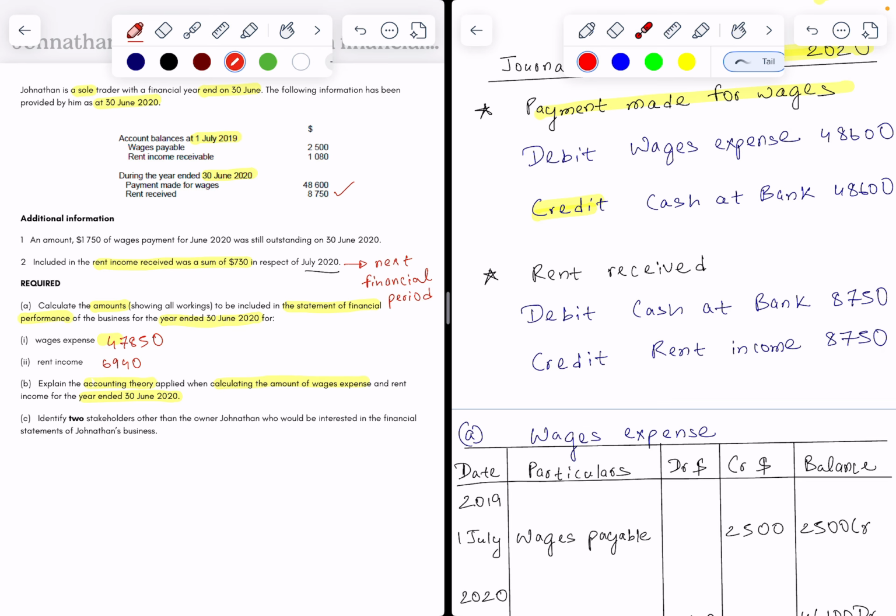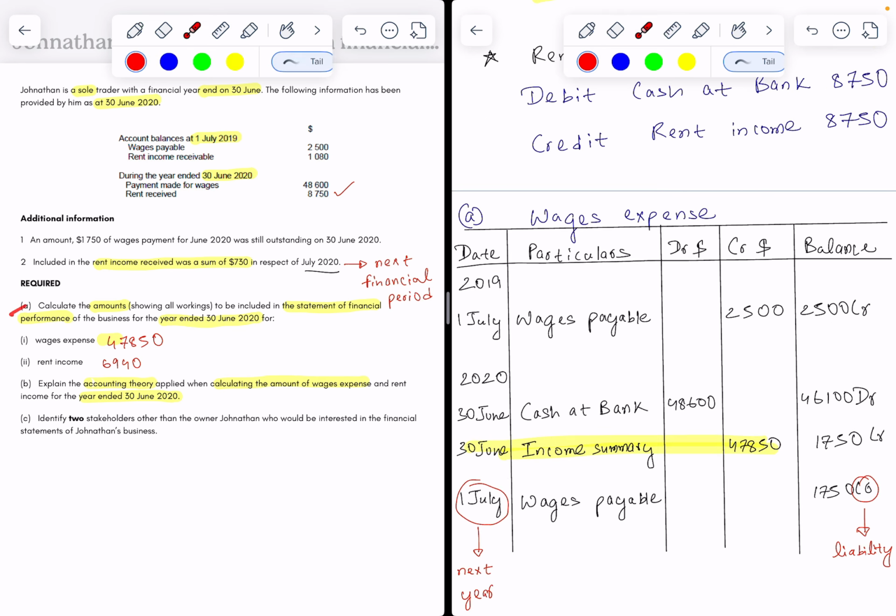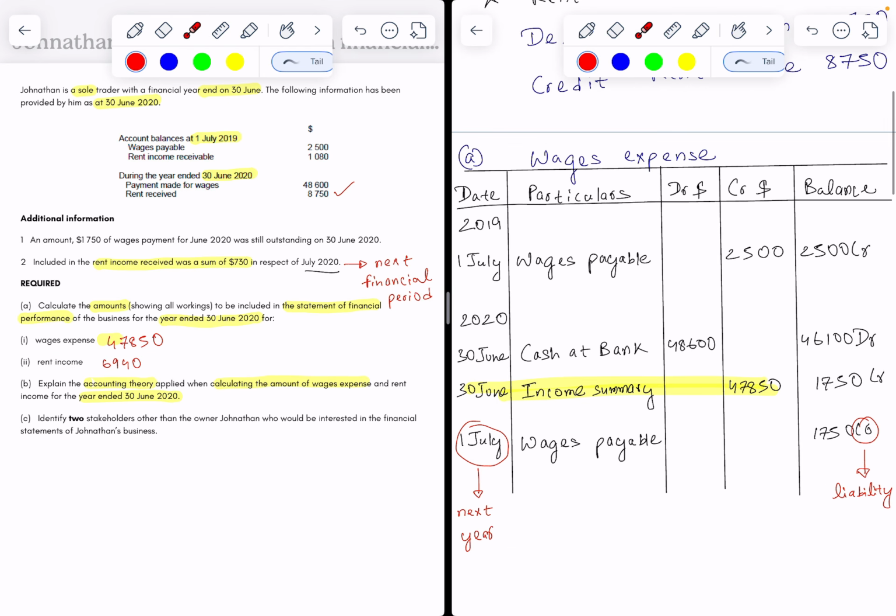Now the requirement in part A is to calculate the amounts for wages expense and rent income, which we will show in the statement of financial performance, also known as the income statement, for the year ended 30 June 2020. And we are going to achieve this by preparing a ledger account. So let's start with wages expense.